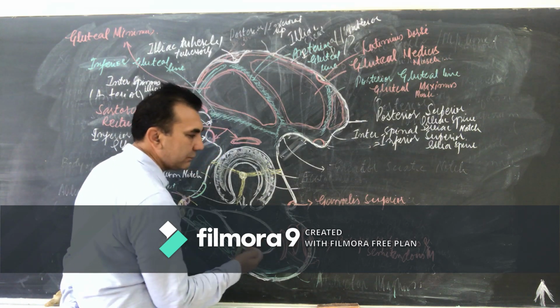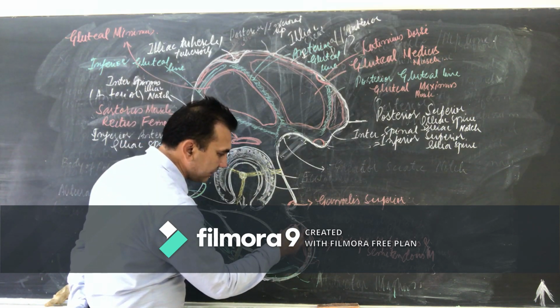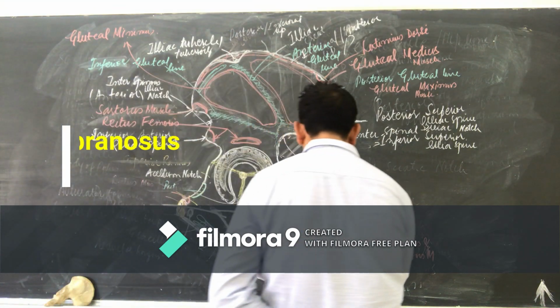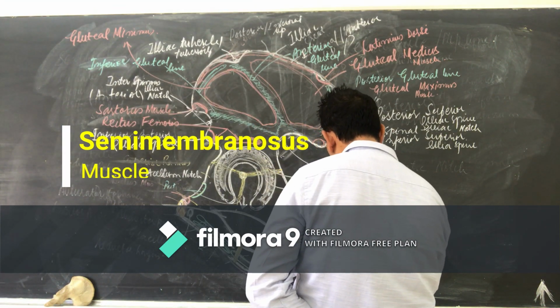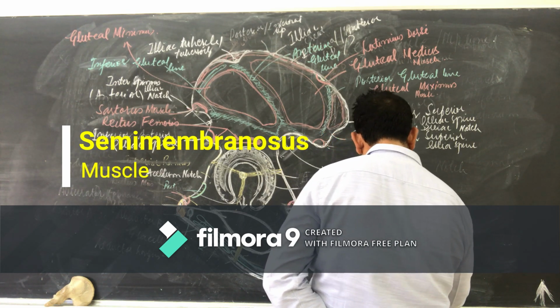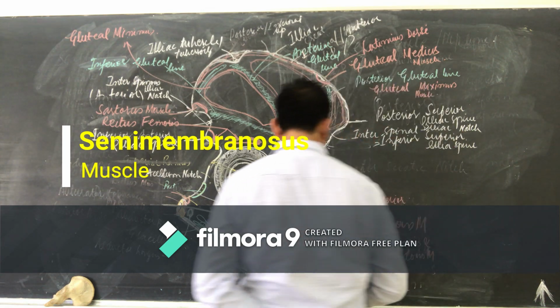Just in front of this ischial tuberosity is another area which is trigone in shape. This is for the attachment of the semimembranosus muscle.